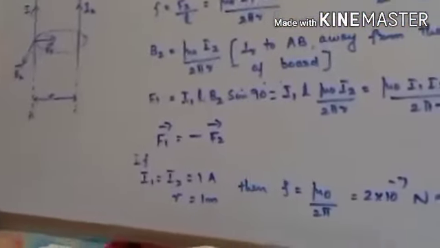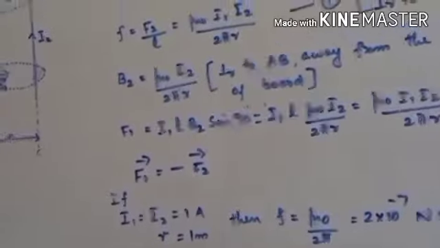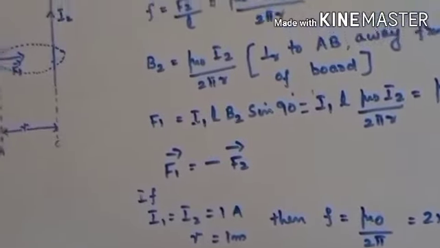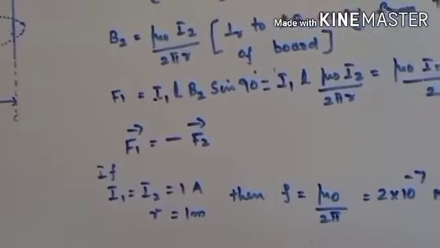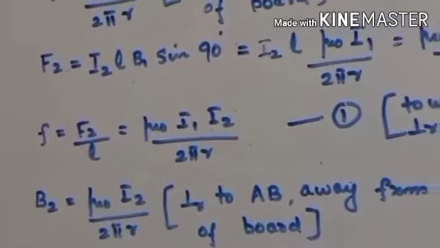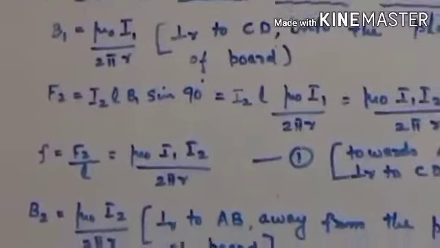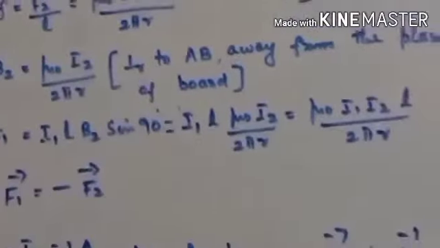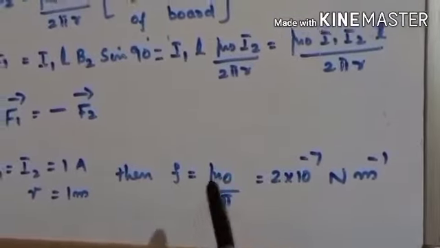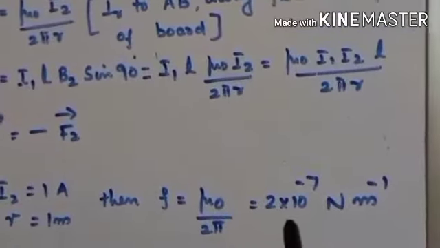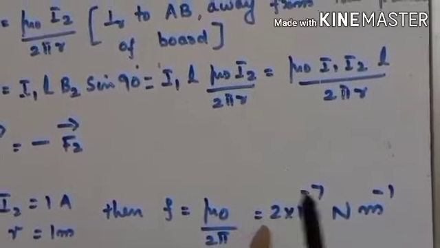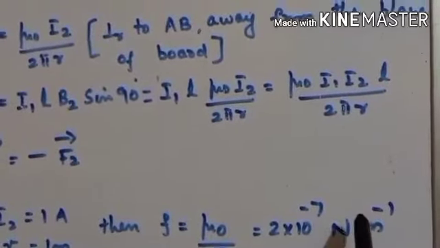Now when we take the values of I1 and I2 as 1 ampere and r is equal to 1 meter, the distance, then what we will get? Small f. See that? Small f is equal to I1 I2 into 1 and r is 1. So small f is equal to mu naught divided by 2 pi. So we are getting it as 2 into 10 to the power minus 7 Newton per meter.